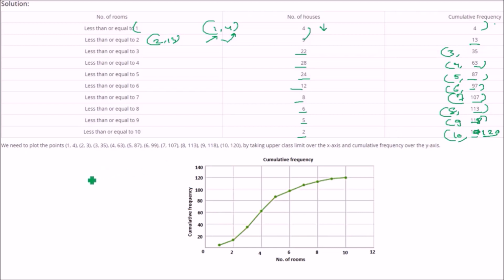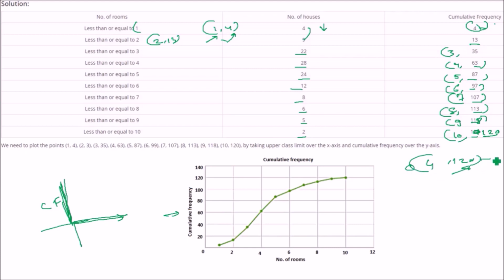So how do we locate or draw these points? Always remember, in this type of question, we have to take cumulative frequency on the y-axis. If this is a Cartesian plane, we take cumulative frequency on the y-axis, and the other observation on the x-axis. The cumulative frequency goes from 4 to 120. So we have to see the range. Minimum is 4, maximum is 120. We can start from 0 and go up to 120.